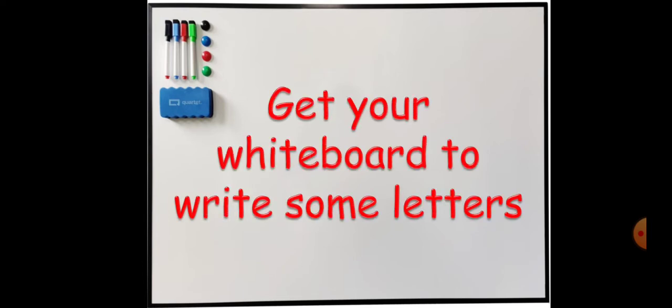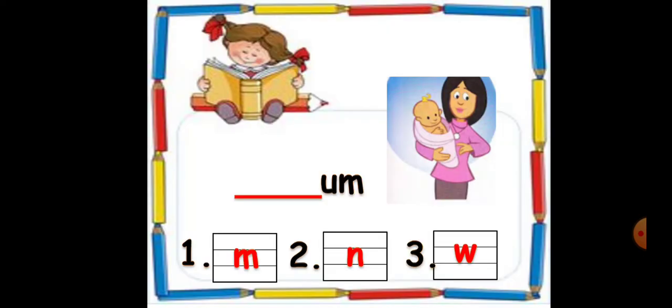First of all, get your whiteboard to write some letters. Look at the picture. Can you guess what the missing letter is? Is it ma, or na, or wa? Here, we have a picture of a mom. So the missing letter is ma. Excellent. So we have the word mom.